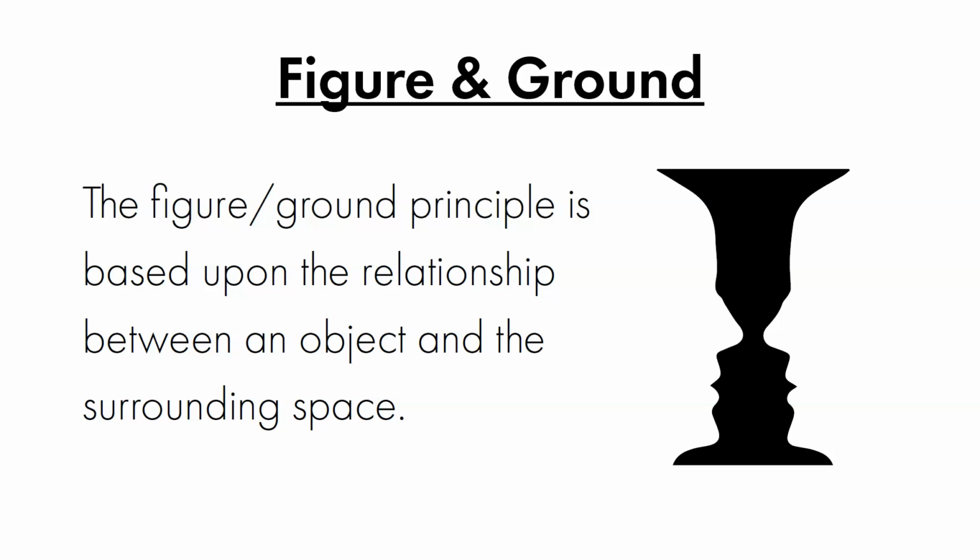And lastly, we have the figure and ground principle. This principle is based upon the relationship between an object and the surrounding space. A famous example is the vase and the face picture. The black shape appears to make some type of vase, but the white space around it encourages the viewer to fill those spaces in with a couple of faces.